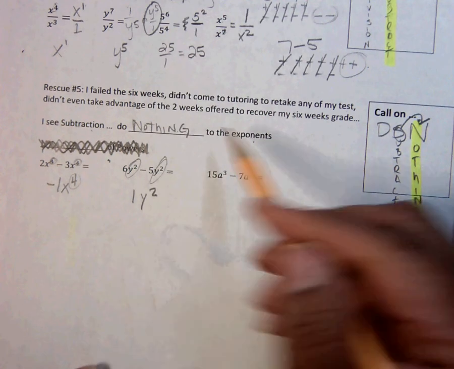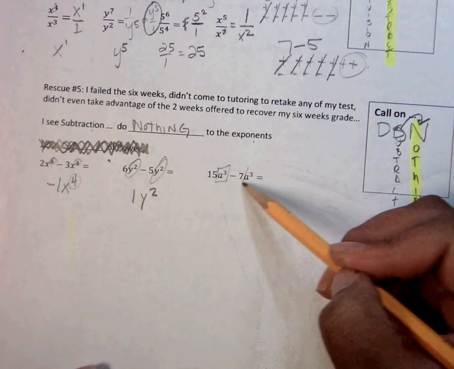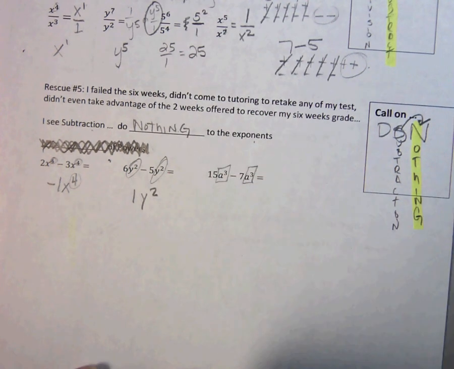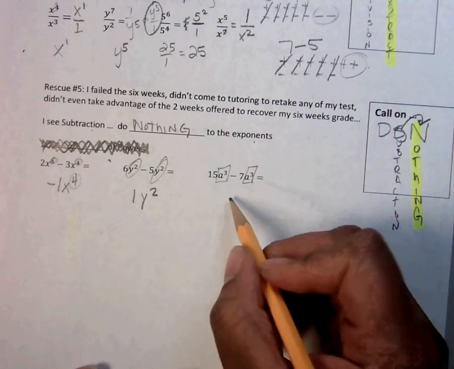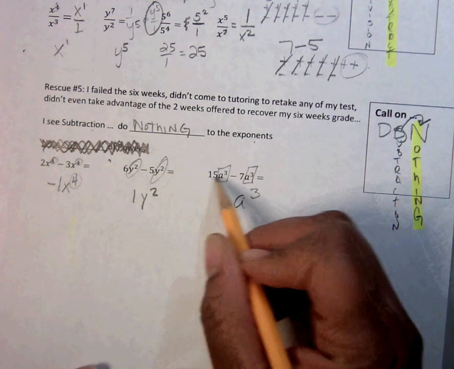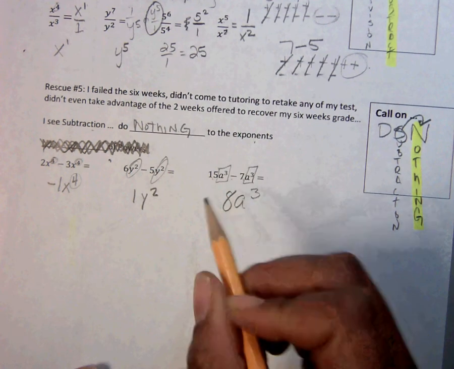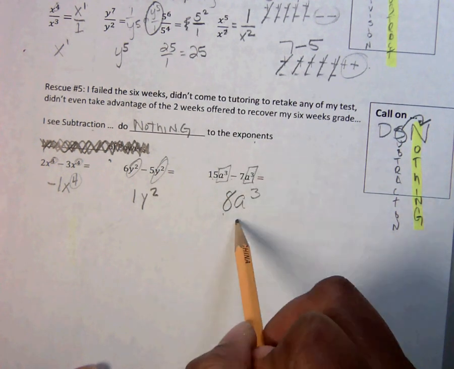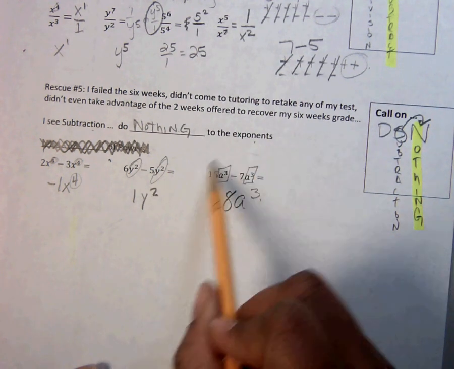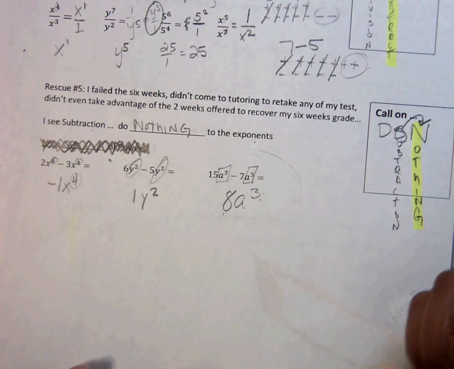Now we look at this one. They are both a to the 3rd power. So what are we going to do? How many a to the 3rds do we have? 15 minus 7 is 8. So we have 8 a to the 3rd for this problem, and the exponents did not change.